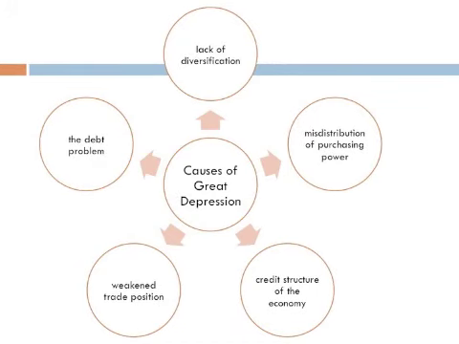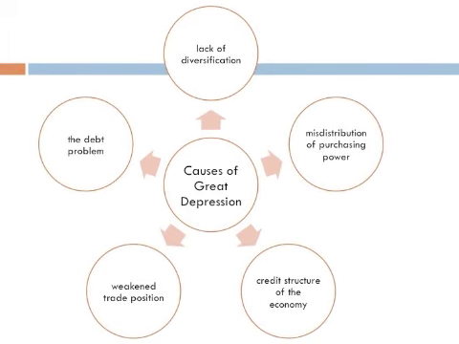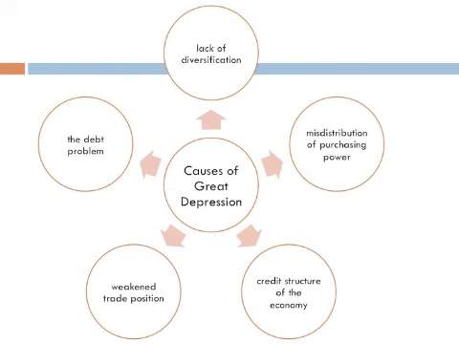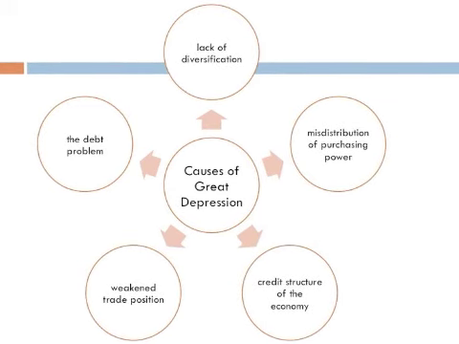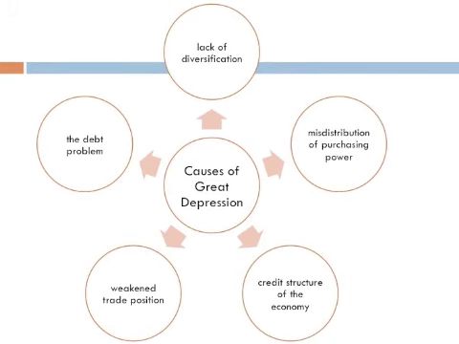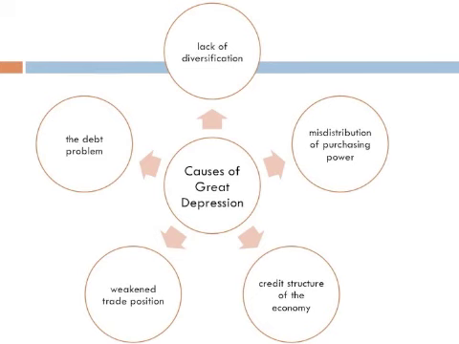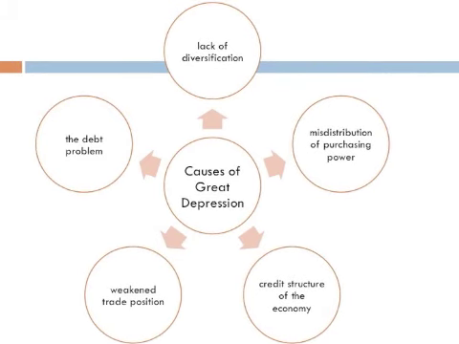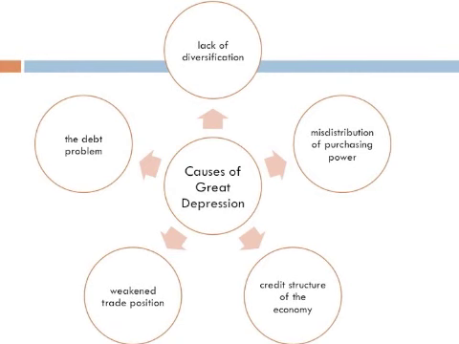So now we move from the causes of the stock market crash to the proper causes of the Great Depression. There were basically 5 of these things. The first of all was a lack of diversification in the economy. Second was the misdistribution of purchasing power. 3 was the credit structure of the economy. 4, weakened trade position. And 5, the debt problem. So all of these had pretty much an equal effect on the causes of the Depression in this time period.